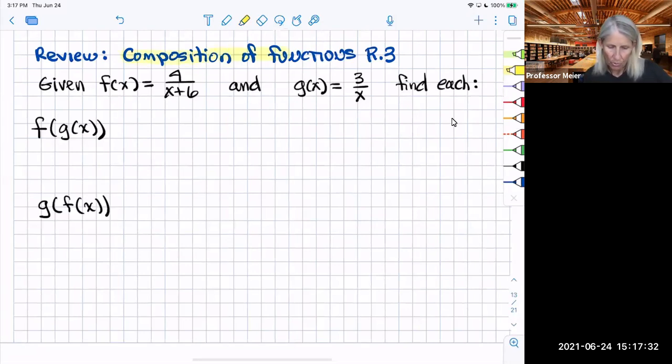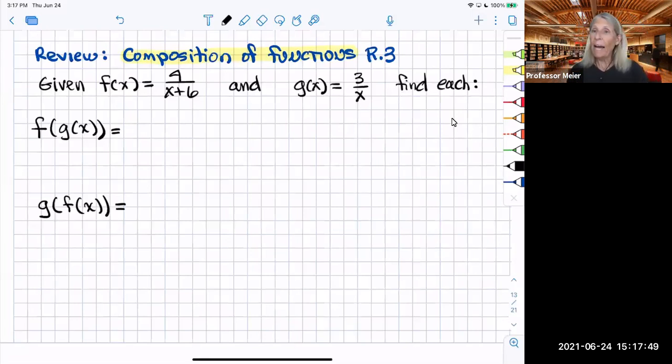So let's just do a quick review. You're given two functions, f of x, 4 over x plus 6, and g of x, which is 3 over x, and I'd like you to find each of these compositions here. So if you want, jot the problems down, pause the video, and then come back and see how you're doing. So let me get started.